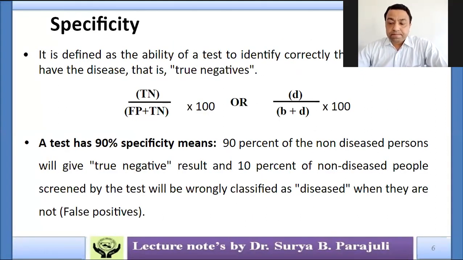Specificity, ability of the test to identify correctly those who do not have the disease. That is true negative. And 90% specificity means 90% of non-diseased person will give true negative result, and 10% of non-diseased people screened by the test will be wrongly classified as disease when they are not. That is false positive.